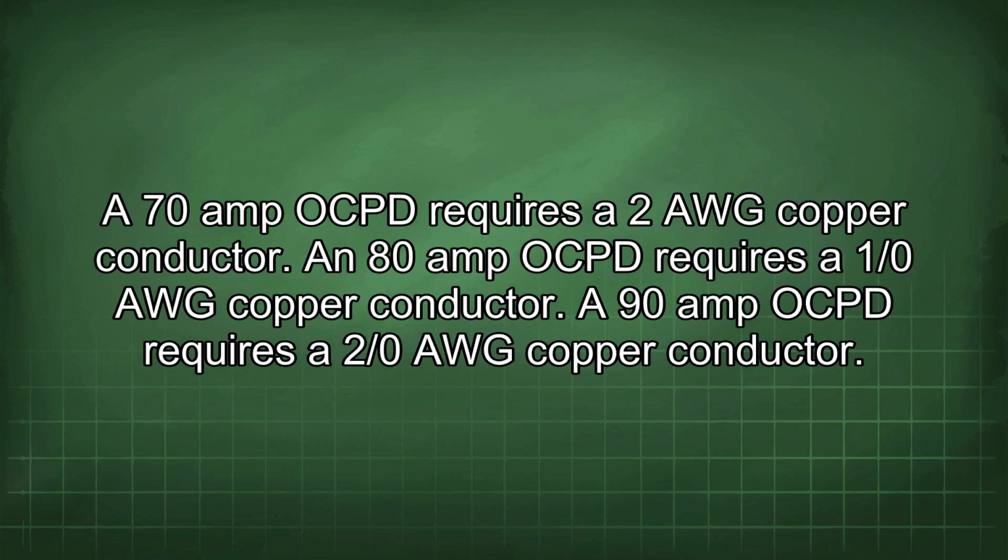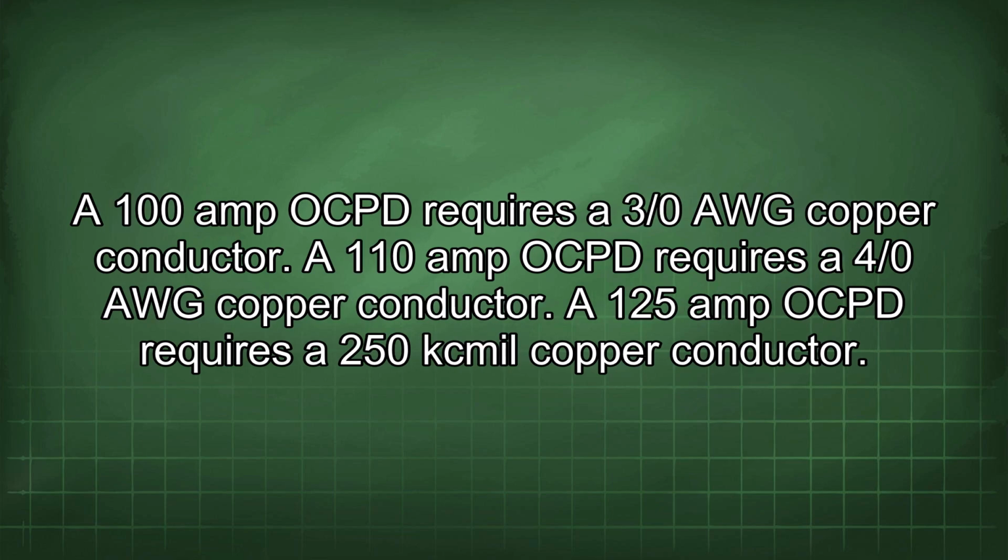A 70 amp OCPD requires a 2 AWG copper conductor. An 80 amp OCPD requires a 1/0 AWG copper conductor. A 90 amp OCPD requires a 2/0 AWG copper conductor. A 100 amp OCPD requires a 3/0 AWG copper conductor. A 110 amp OCPD requires a 4/0 AWG copper conductor.